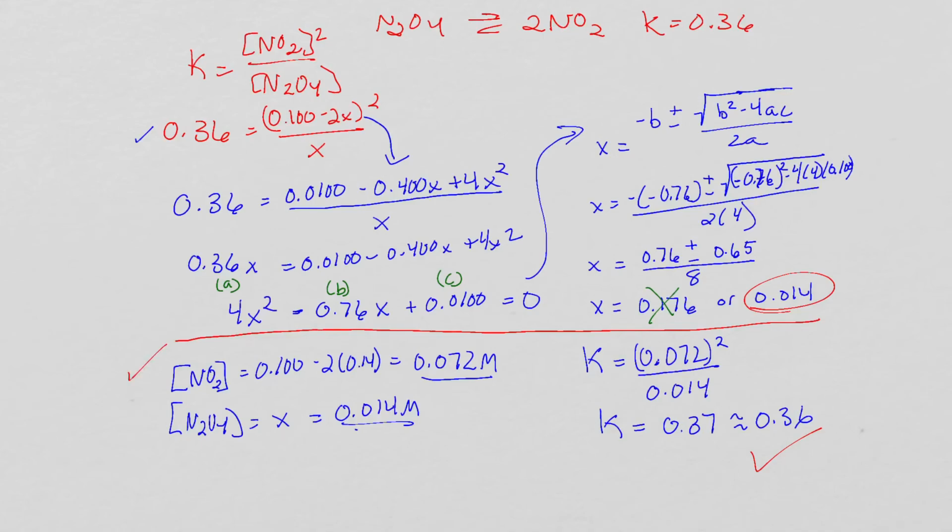So we're going to take that value and calculate the concentrations here. NO2 was 0.1 minus 2x, so we get 0.072 molar. N2O4 was simply equal to x, so that's 0.014 molar. So now we have our concentrations, and again, the last thing is to do a final check. We're going to plug these concentrations into our equilibrium expression and see if we get the correct K value. So we got 0.072 squared, NO2 squared, over N2O4, 0.014, and we get 0.37, which is pretty close to 0.36, so that makes me confident that we indeed solved the problem correctly here.